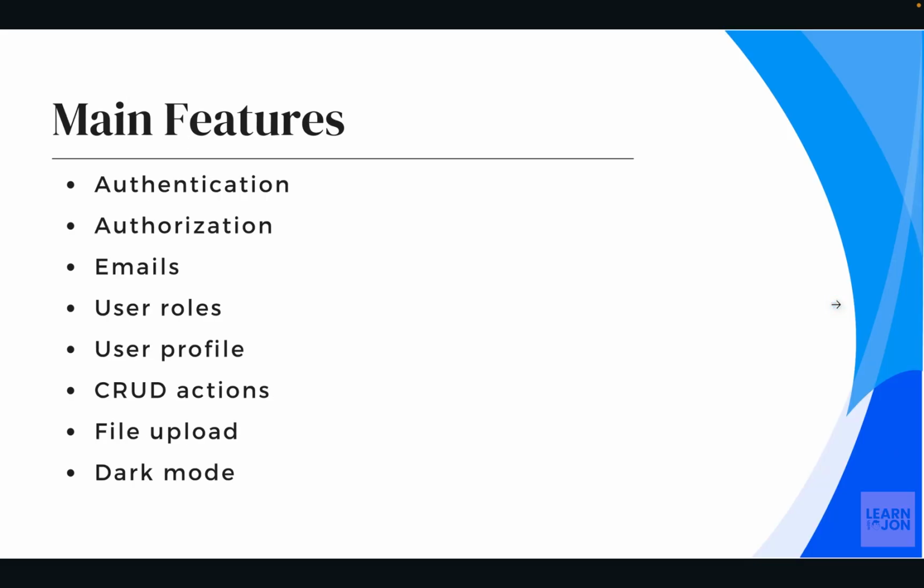So the main features of our application will be authentication, authorization, sending emails, having user roles like admin or general user or whatever we want to call it. Also, users would have a profile so they can update their information. We will have our CRUD actions, so that is creating, reading, updating, and deleting. We will also have file upload or image upload for our listings, and we will add the dark mode feature to our website so we can switch between the theme, either light or dark.